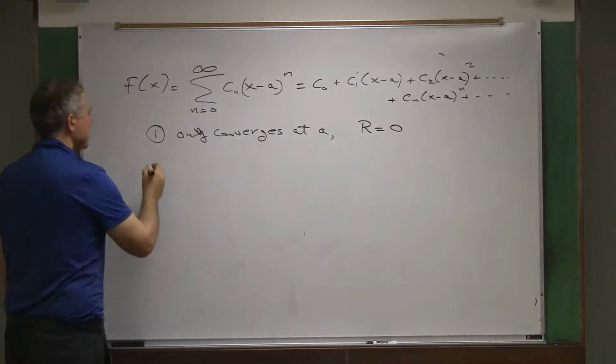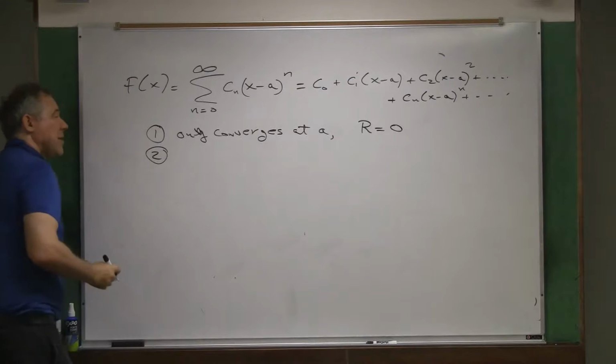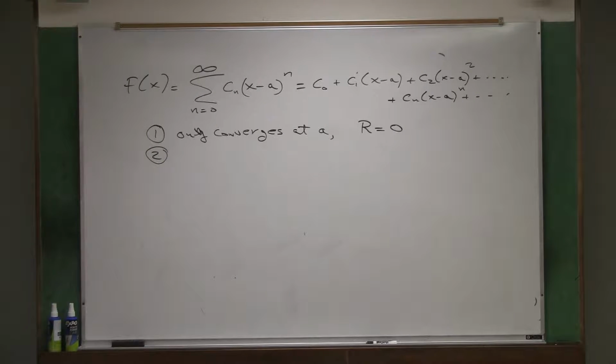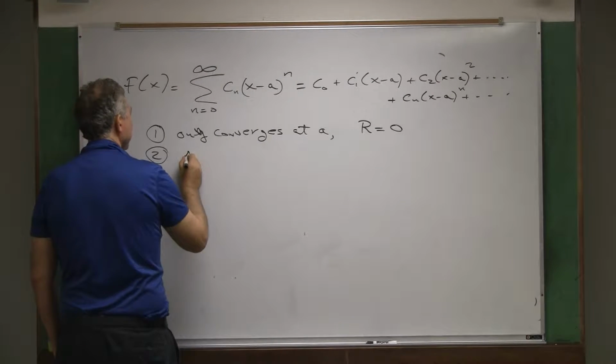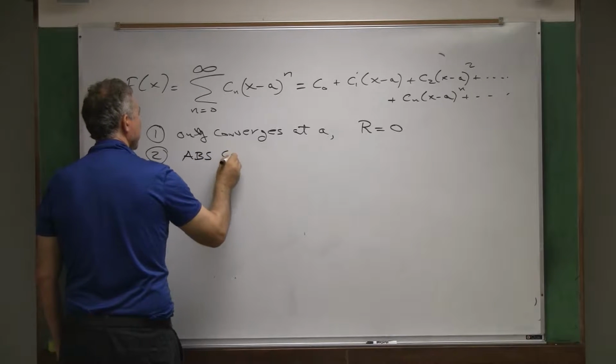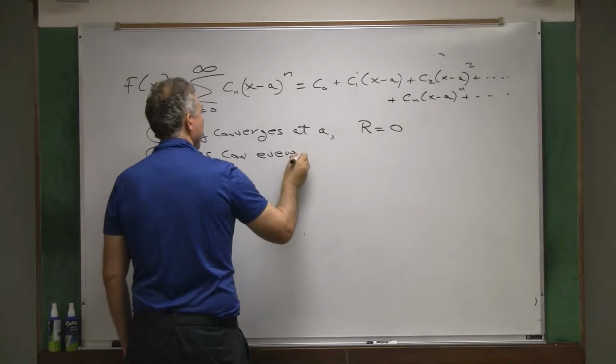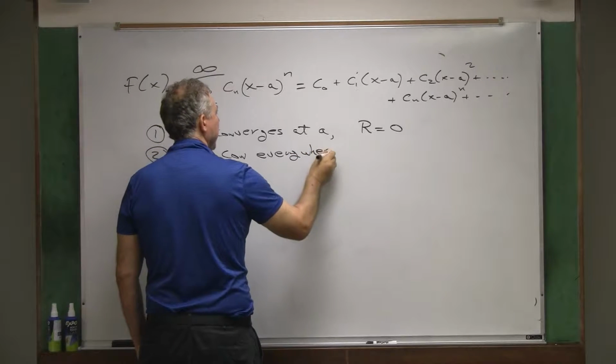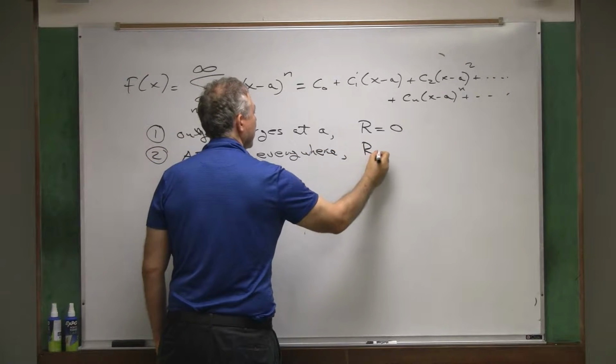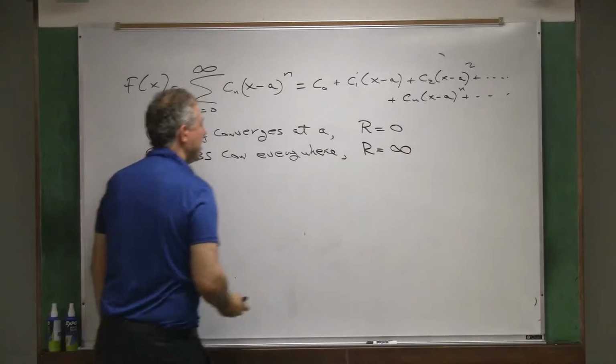Okay, what's the second possibility? Converges everywhere, and not only converges, but absolutely converges, yeah. The second possibility is that you'll have absolute convergence everywhere. And in this case, we say that the radius of convergence is infinity.